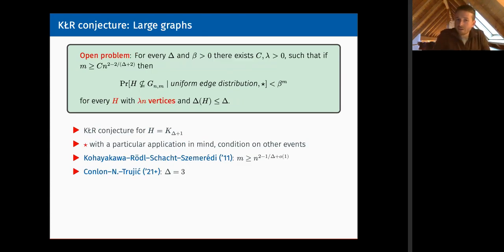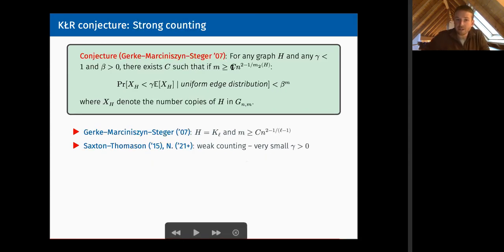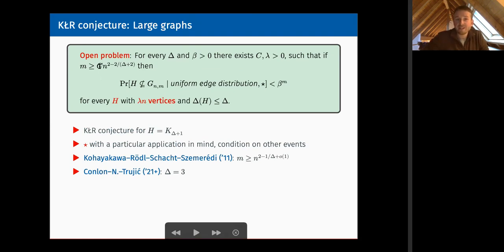And then there is another problem, which was actually the main motivation for revisiting the proof of the KŁR conjecture, and that's: what can we say about large graphs? If you look at this conjecture, this C here depends on H. Now the question is, can we make this C not depend on H, but on some parameter of H, like maximum degree? Can we show that the probability of H not being in G(n,m), conditioning on a uniform edge distribution, is at most beta to the m, if H is not fixed but has a number of vertices of the same order as the number of vertices of the random graph? The value of m here really comes from the KŁR conjecture for H being a complete graph on delta plus 1 vertices.